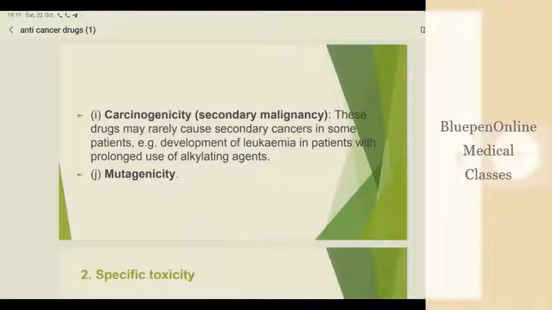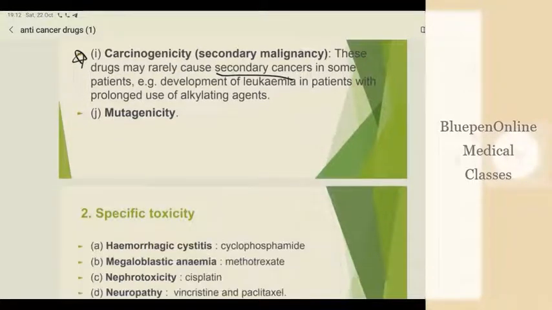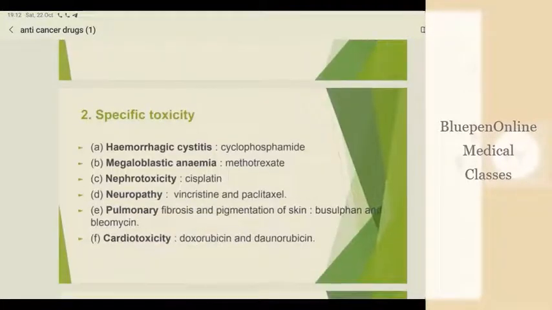Then carcinogenicity. This is very important. Drugs may rarely cause secondary cancers in some patients. This is most commonly seen in leukemia. One type of leukemia may change into another during the treatment. Because of this we are developing newer and newer drugs which have lesser side effects. Then there is mutagenicity. Next one is specific toxicity.